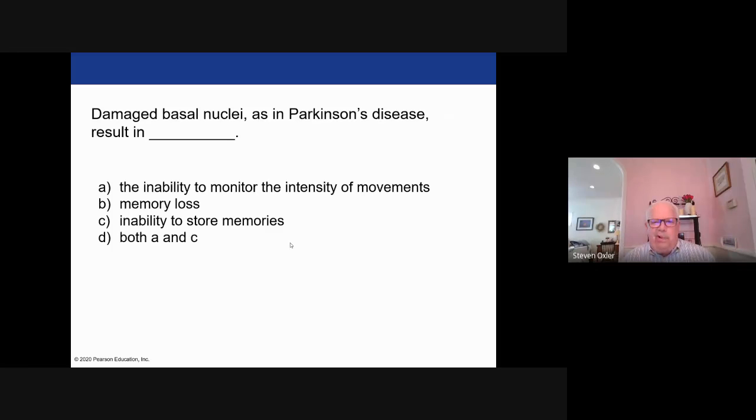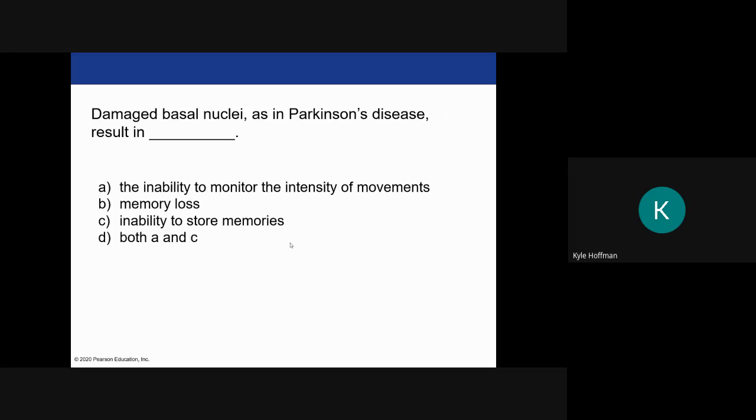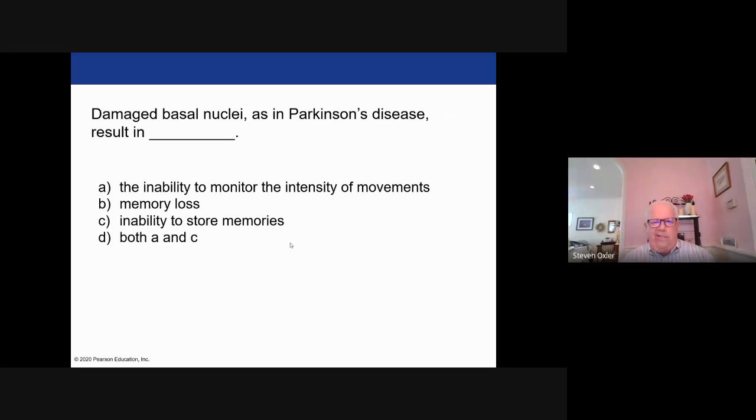Damaged basal nuclei, as in Parkinson's disease, results in... A. Okay, I would have said A2, but I think the answer is going to be A. It's A, because it's a movement disorder. It's a movement disorder. All right.